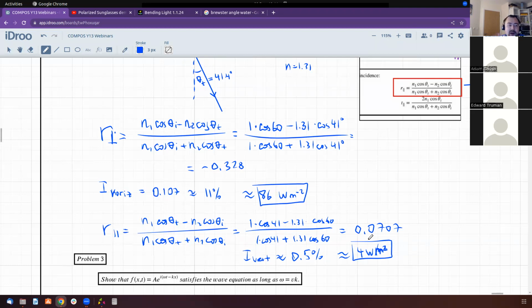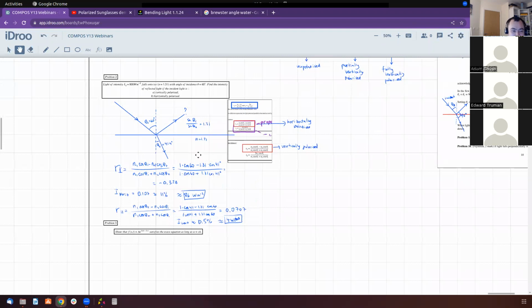Right, is that making sense? How much sense is it making, guys? On a scale of 0 to 10, please. How much sense is the whole thing? The whole idea is about using the Fresnel formulas.